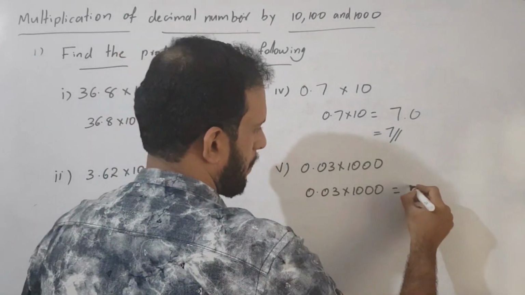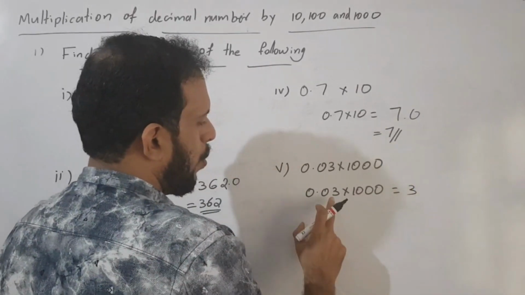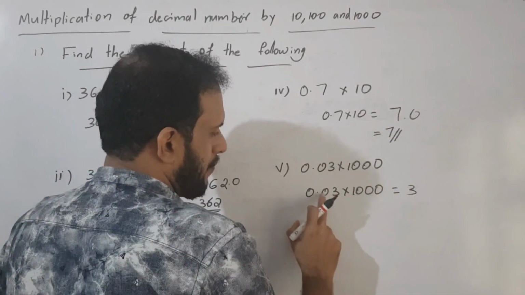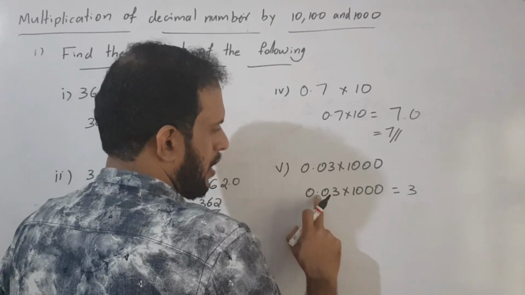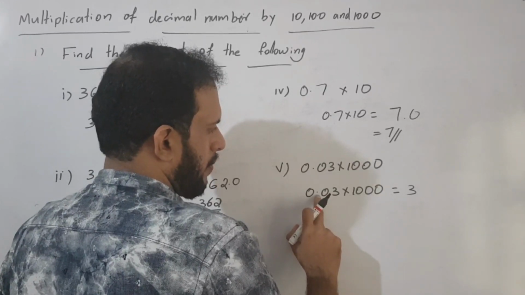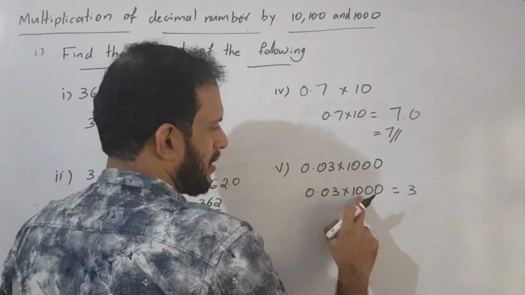003 means 3. Then now, the decimal point is in front of 0, not 3, in front of 0, then how many steps do we want to move from here? 3 steps.